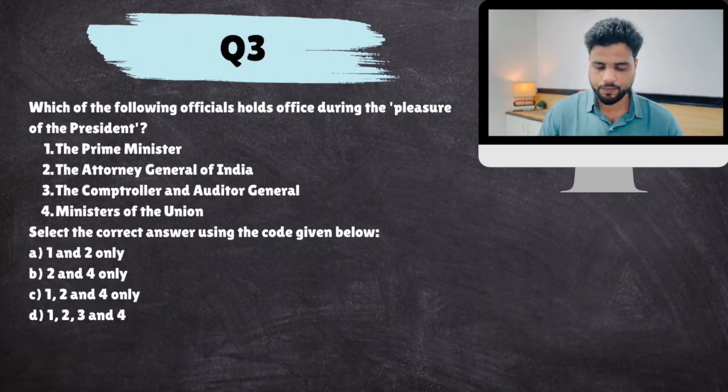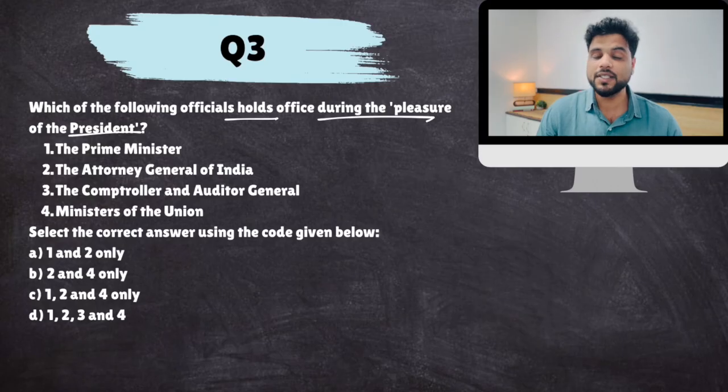Okay, next. Which of the following officials hold the office during the pleasure of the president? That means the president can dismiss them anytime. Prime Minister, yes. Attorney General of India, yes.